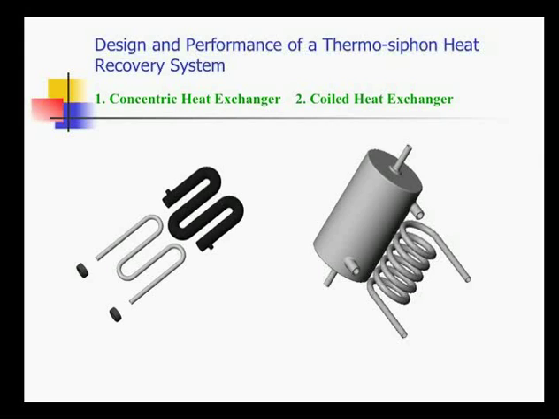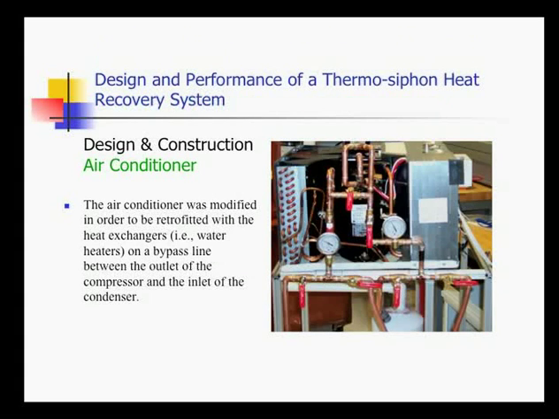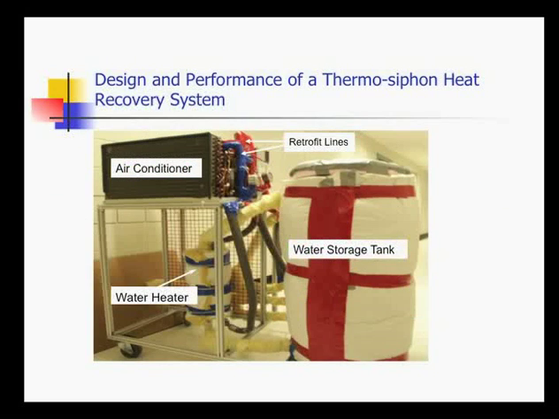The first one is a concentric heat exchanger, basically one tube inside the other. And the other one is a coil heat exchanger. We have a coil inside a chamber. In this, we were showing how we retrofit the air conditioner to bypass the condenser, and the refrigerant will go through the heat exchanger. This is the final setup where we have the air conditioner, and these are the retrofit pipes. That's the water heater or the heat exchanger, and this is the water storage tank.